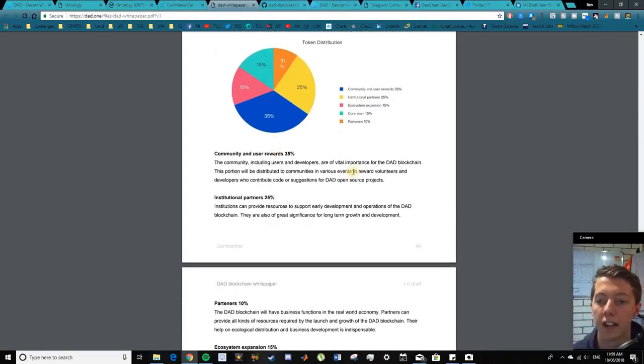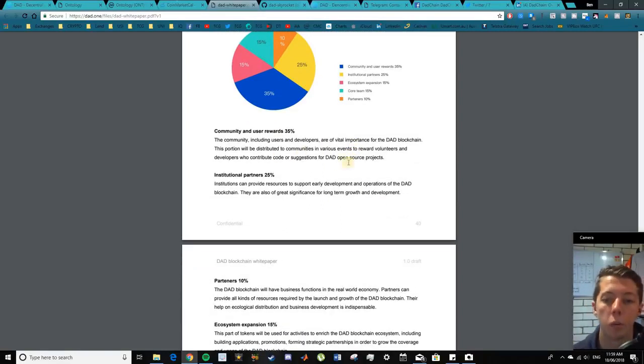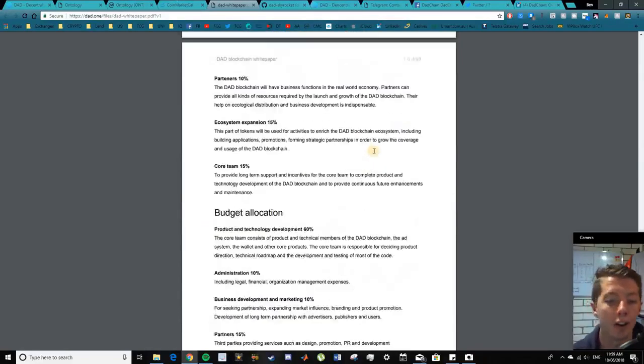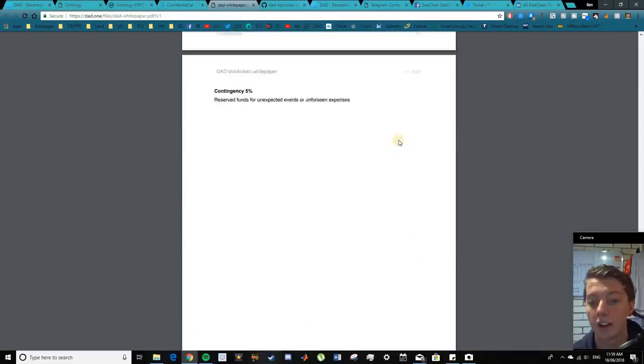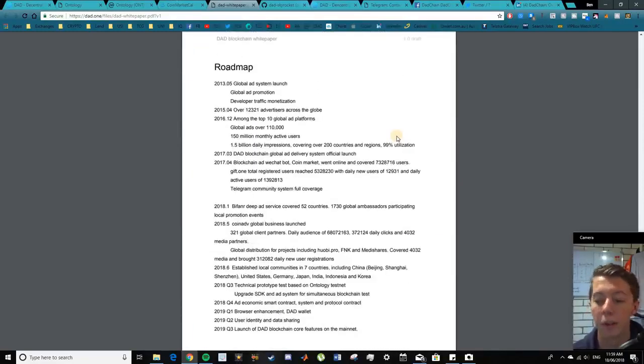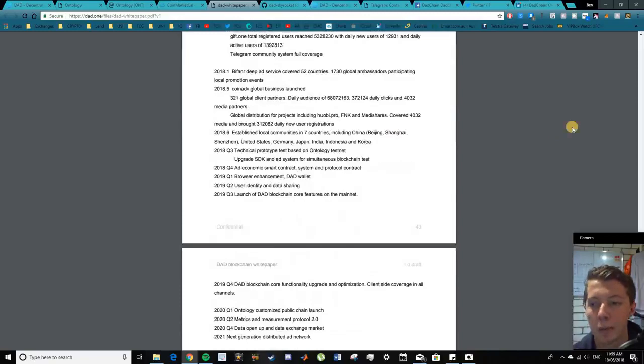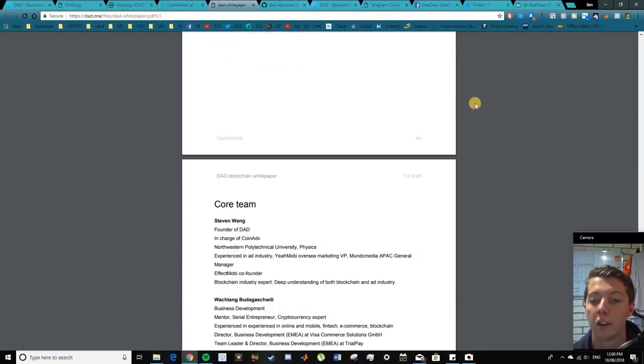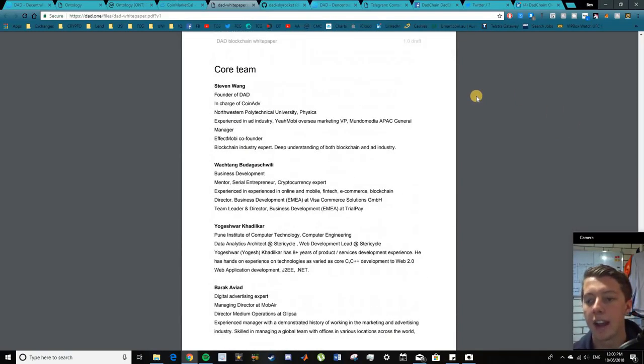As you can see here, this is of vital importance to the blockchain, and this portion will be distributed to communities in various events, reward volunteers and developers who contribute code. So as far as I'm aware, there's not actually an ICO here, which is good to see. That means they're not trying to get out there and grab a heap of money, and they are trying to develop a sound project here and distribute these coins in an effective way.